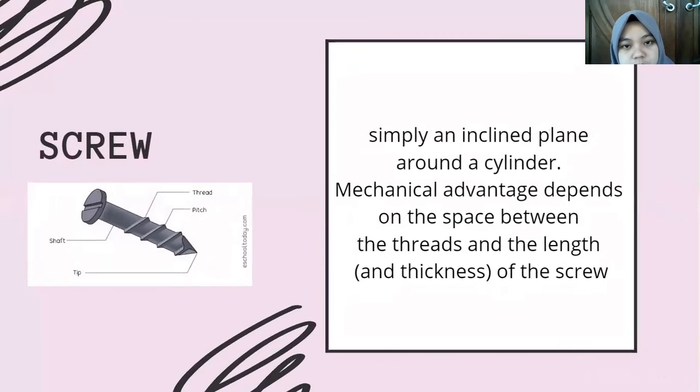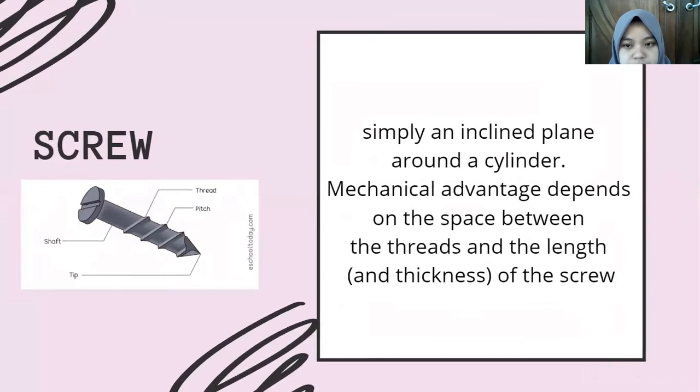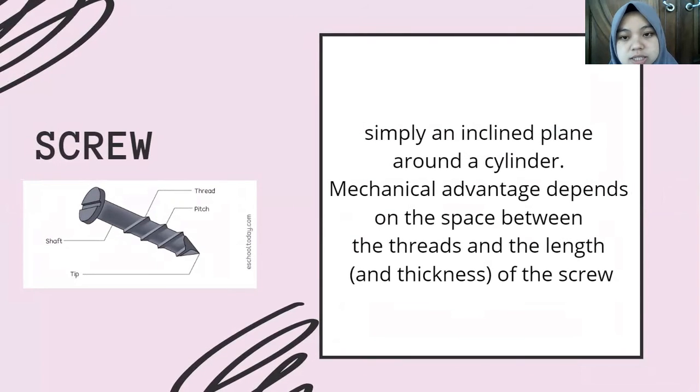And the last type of simple machine is screw. Screw is simply an inclined plane around a cylinder. Mechanical advantage depends on the space between the threads and the length or the thickness of the screw. The distance between threads is the same for each screw, but it's different on other screws. The distance between threads is called the pitch.